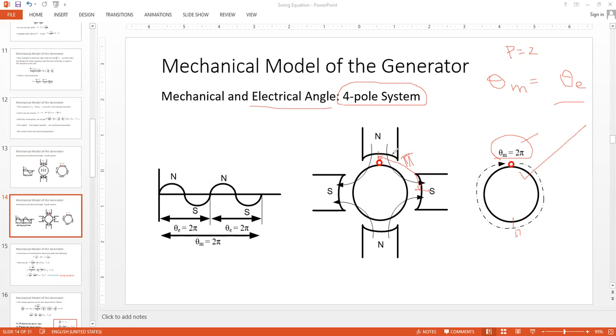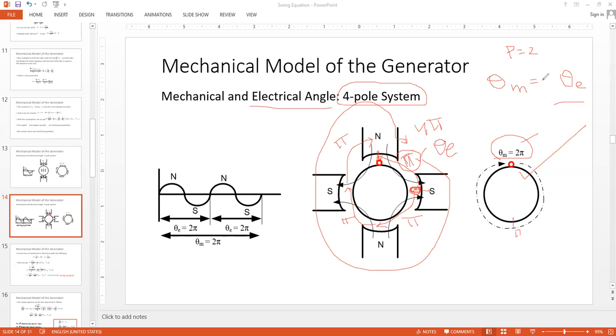But from north to south, electrical measurement gives me a complete phase shift, right? So if this red dot comes directly under the center influence of south, we have actually gone through a complete phase shift. That is pi. From south to north, how much? Again pi. From north to south, again pi. From south to north, another pi. So how much is the total coverage? 4 pi. This is theta e.